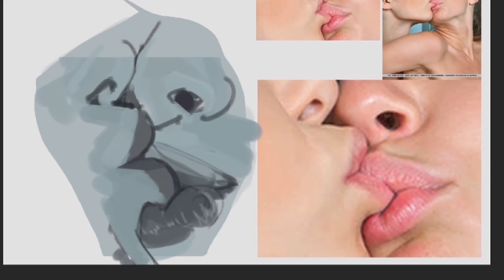So this is a blue. If I wanted it to be warmer, I would make it a darker blue.